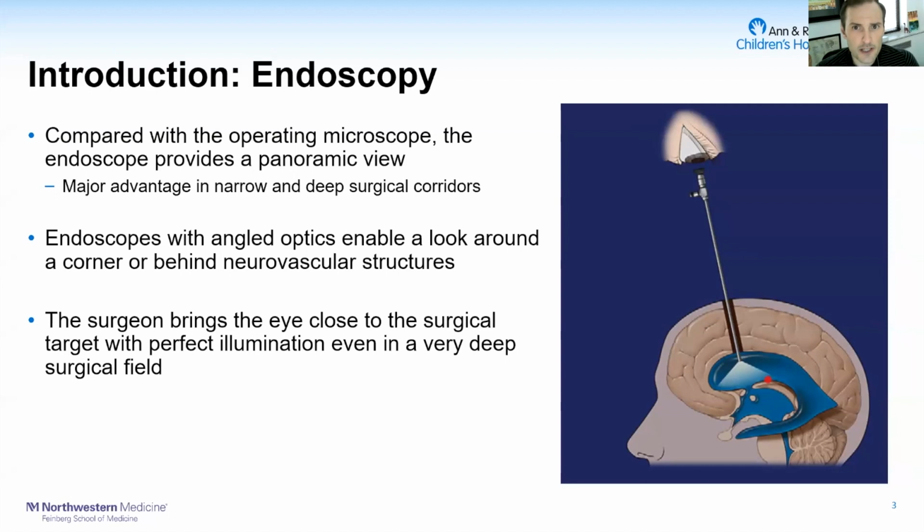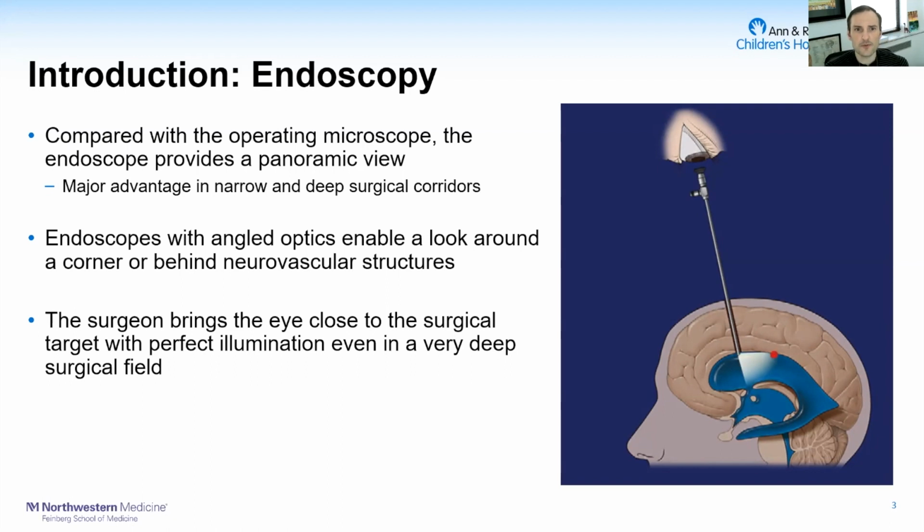However, with endoscopy, the endoscope provides a panoramic view, and this can be a major advantage in narrow and deep surgical corridors, as you can see on the diagram on the right side of the screen. If I'm looking in the ventricle, I'm a lot closer to the structures of interest, and I can directly visualize them. I can bring the light source to the structure that I'm operating on.